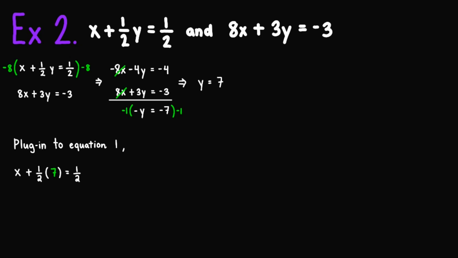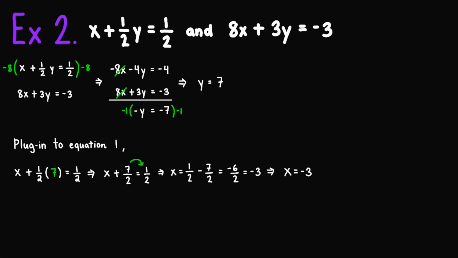Simplify this and we have x plus 7 over 2 equals 1/2. Move 7 over 2 to the right and we get x equals 1/2 minus 7 over 2. Subtracting these two numbers will give us x equals negative 6 over 2, or negative 3 when simplified. So we now have a value for x and y.